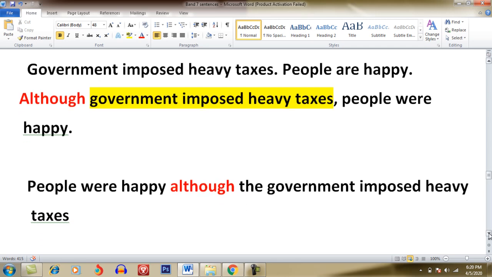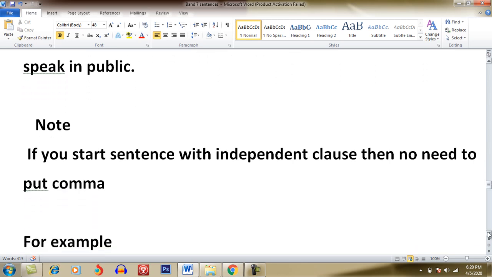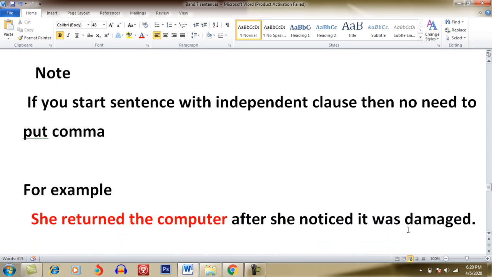I'll give you more examples which will help you understand in a better way, like "The human brain never stops working until you stand up to speak in public." This is an example of a complex sentence. Note, as I mentioned earlier, if you start your sentence with an independent clause, there is no need to put a comma. For example, "She returned the computer after she noticed it was damaged." I have started my sentence with "she returned the computer," and put the conjunction "after," so I do not put any comma. Why? Because I have started my sentence with an independent clause.